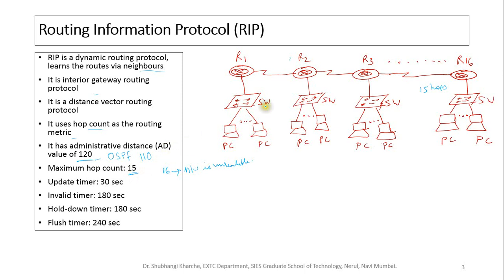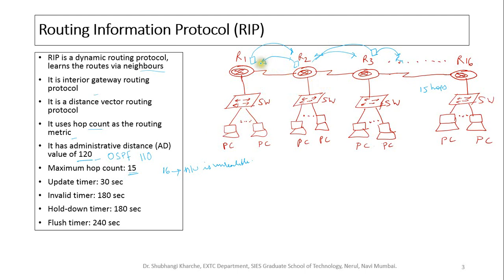Now here in this topology, each of the routers will send the routing table updates to its neighbors. For example, R1 will send its routing table updates to router 2. Router 2 can send its routing table updates to router 1 as well as to router 3. Router 3 can send its routing table updates to R2 and its immediate neighbor, that is R4, and so on. So the routes are learned by the routers through their neighbors.